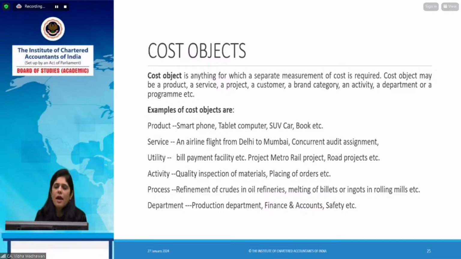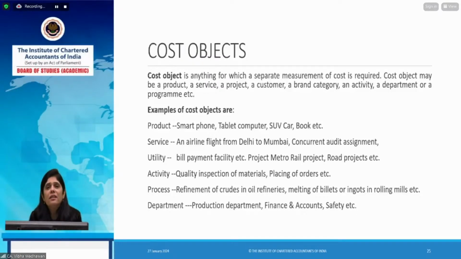I want to deal in a car. What is the cost of that car? Car is the cost object. So whatever I am dealing in, that for which I want to know the cost, is the cost object. It could be a product, it could be a service. An airline flight from Delhi to Mumbai: we want to know the cost of the flight.